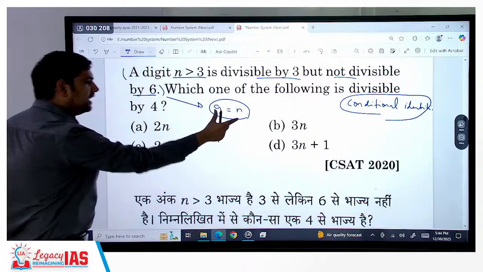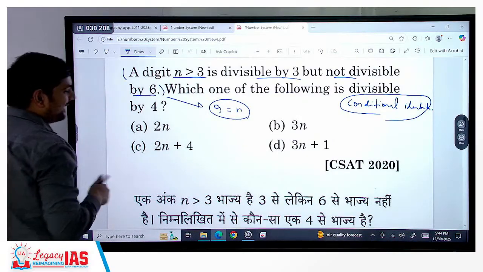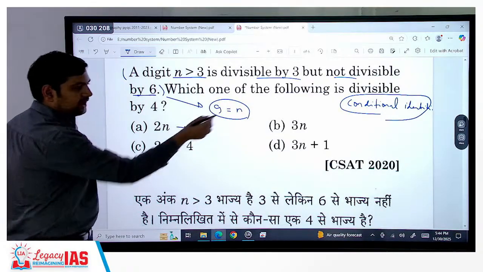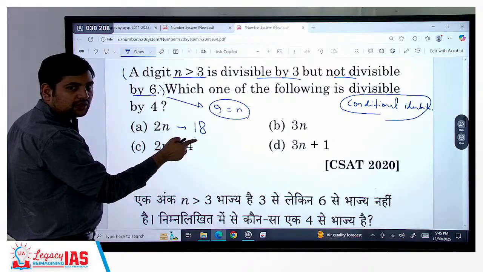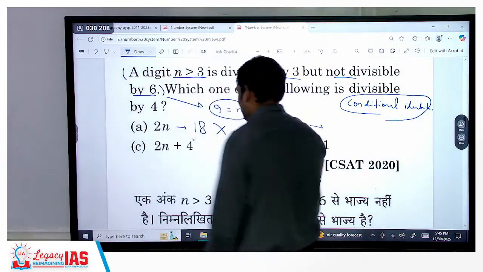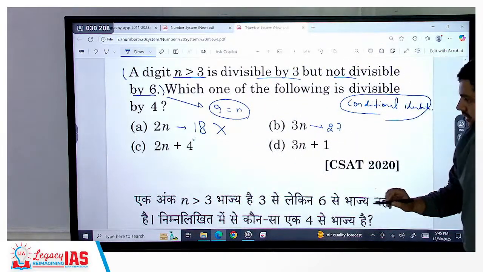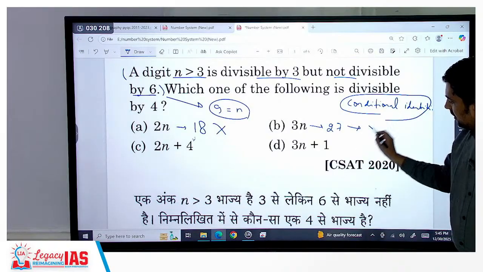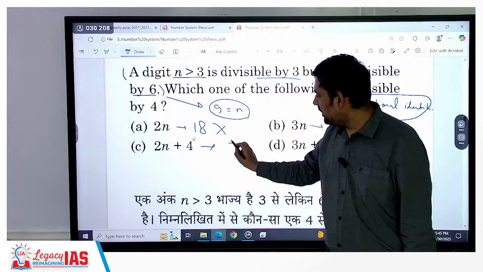Now, if n equals 9, I need to check divisibility by 4. So it will be what? n equals 9, 2n equals 18. Is 18 divisible by 4? Then 3n. 3n will be what? 9 3s are 27. Correct? Is 27 divisible by 4? No. Then 2n plus 4: 9 2s are 18, 18 plus 4 is 22.